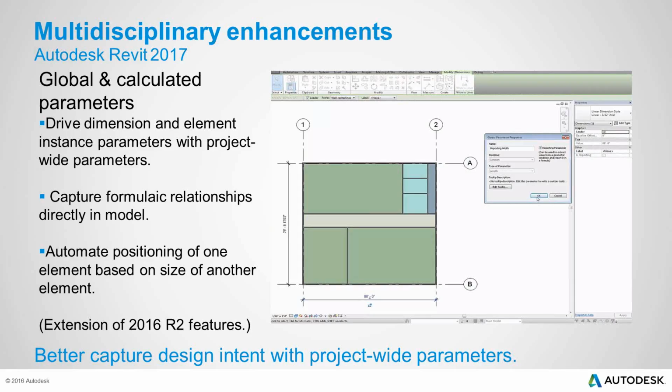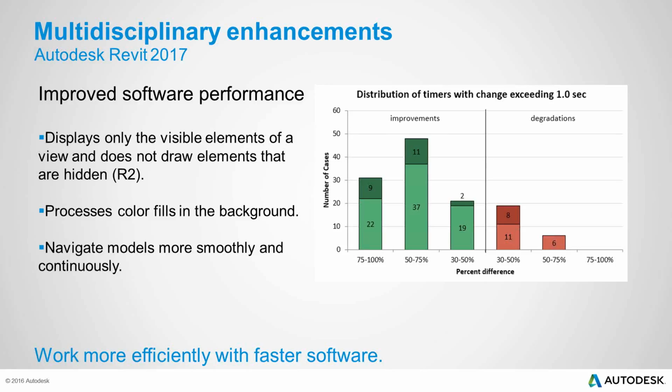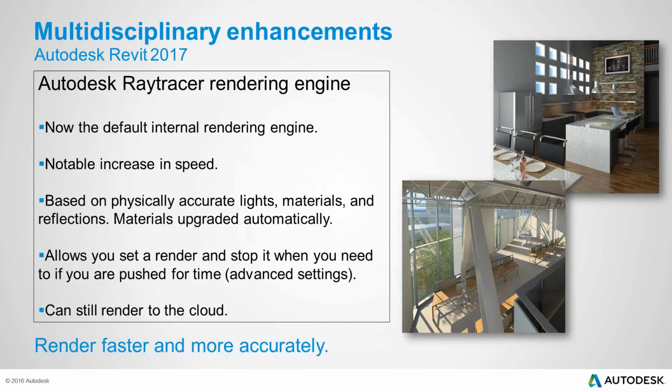I'm sure there's cleverer people out there who have a very good idea of some of the things that they could do with it. Now here's a really, really interesting bar graph. No, it's not. That proves conclusively that 2017 displays elements even faster than 2016. So there you go. That's impressive.